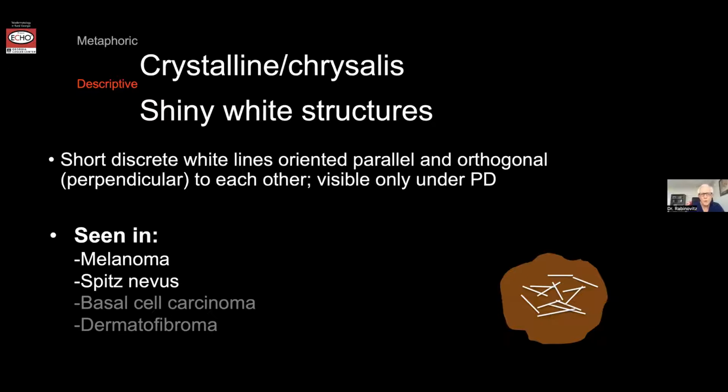Crystalline structures, also known as shiny white structures, are short, discrete white lines oriented parallel and orthogonal to each other and visible only under polarized dermoscopy, and it's seen in melanoma as well as Spitz nevi. It's rare to see these shiny white structures in a nevus. Less than 1% of nevi will show these shiny white structures. So if you have a melanocytic lesion and you have shiny white structures, you have to think melanoma. In fact, when you see shiny white structures, it's more commonly seen in superficial invasive melanomas.